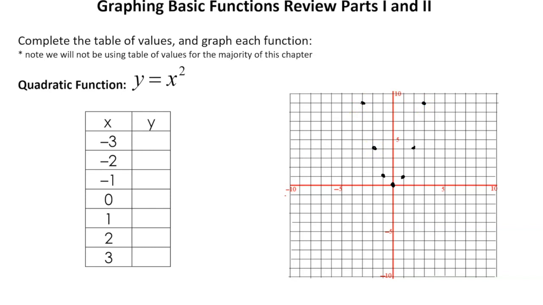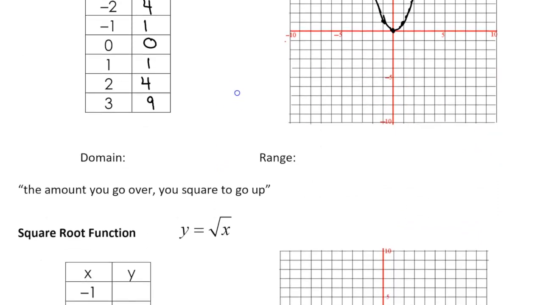So for our basic quadratic, you can refer to your table of values, or if you've graphed a bunch of parabolas like you have in the past, you might be able to remember the slogan that we used to say: the amount you go over, you square to go up. So we fill in the table of values here on the side just for good measure. And we have our basic parabola right there. So we need that in order to be able to do parts of the lesson coming up.